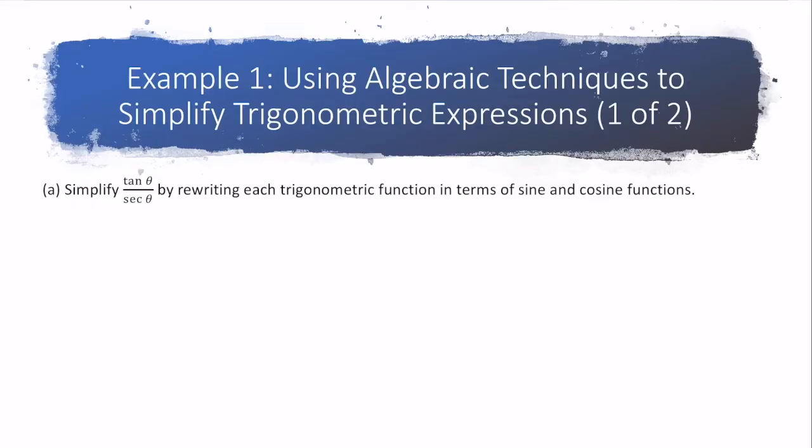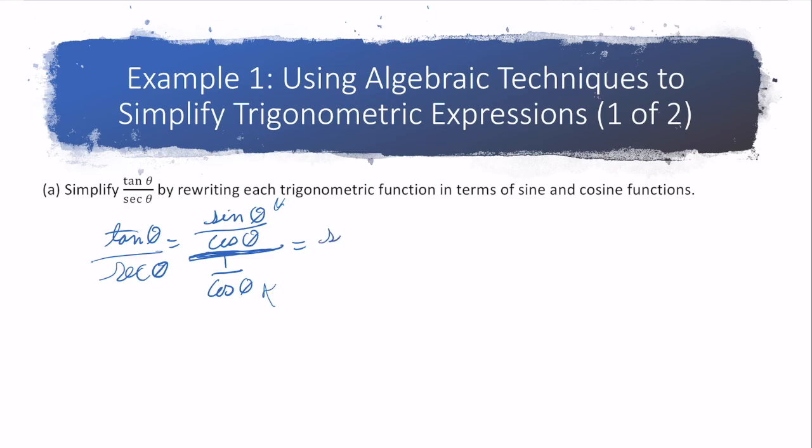So for example 1, I'm going to simplify tangent of theta over secant of theta by rewriting each trigonometric function in terms of sine and cosine functions. So as we discussed, tan of theta over secant of theta. Well, tangent of theta is sine of theta over cosine of theta, and secant of theta is 1 over cosine of theta. This is a complex fraction because it has a fraction in the numerator and in the denominator.